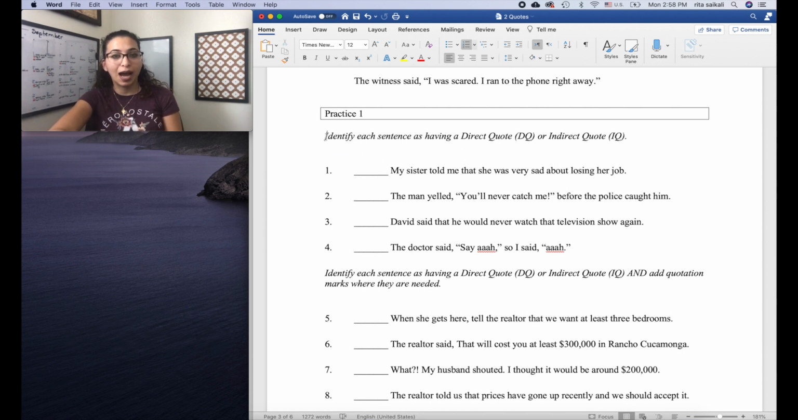So here we have: identify each sentence as having a direct quote or an indirect quote. Number one, my sister told me she was very sad about losing her job. This is an indirect quote. Why? Because we are saying what the sister told us. We are giving the summary, right? She was very sad about losing her job, right? This is me talking on her behalf.